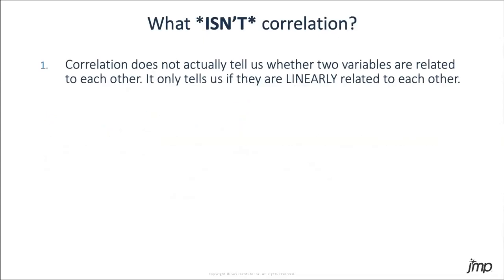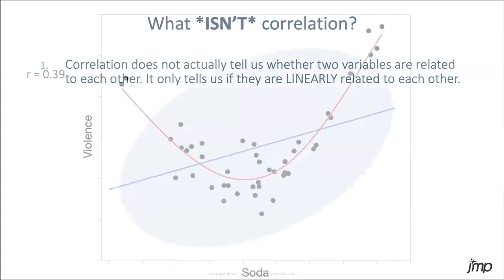But what isn't correlation? This is something that's rather commonly misunderstood, especially when people mix up the statistical terminology of correlation with the common use of the word correlation. Statistical Pearson correlation does not actually tell us whether two variables are just related to each other. It only tells us if they are linearly related to each other.